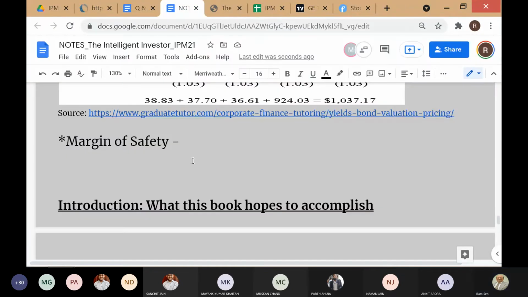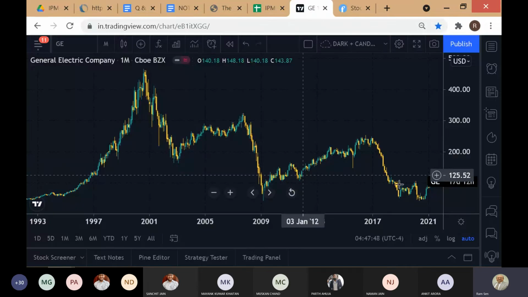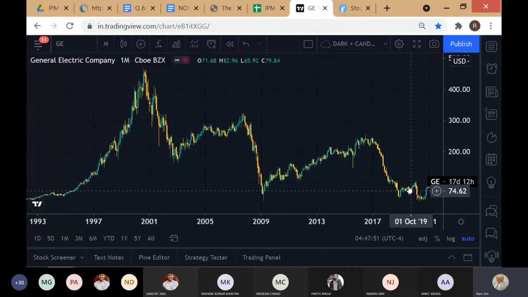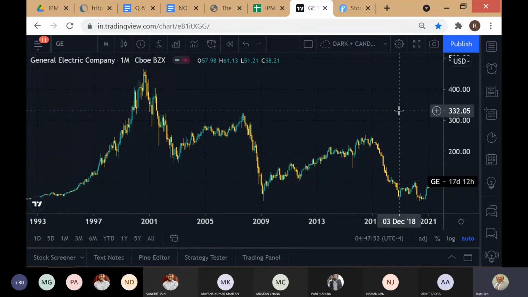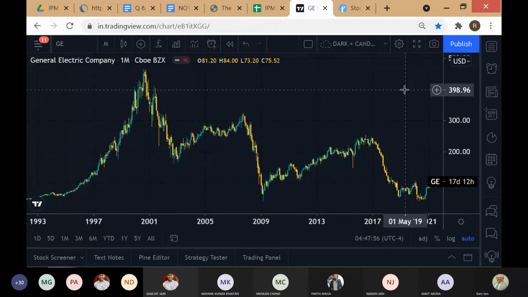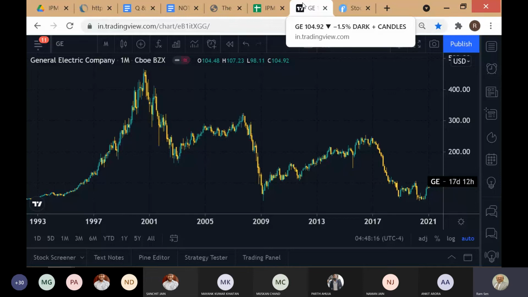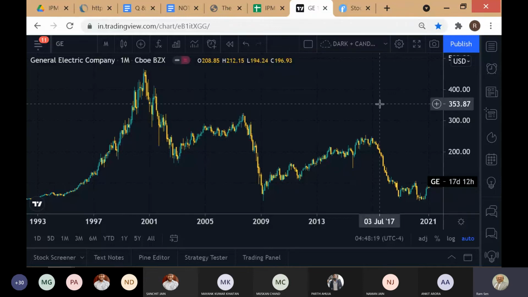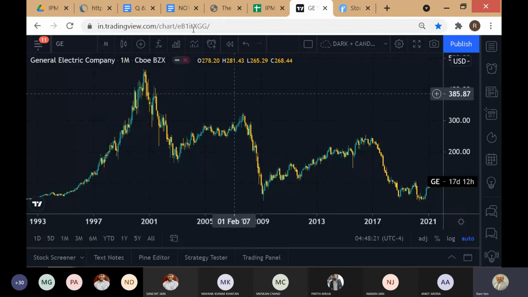So what we're talking about in margin of safety is really, suppose you do some analysis and you think that the fair value of GE is maybe $400. Okay? According to you, the fair value is $400. Remember, fair value is always subjective. Okay? So based on your projections on GE's earnings, the fair value is $400, and now the current price is 105.